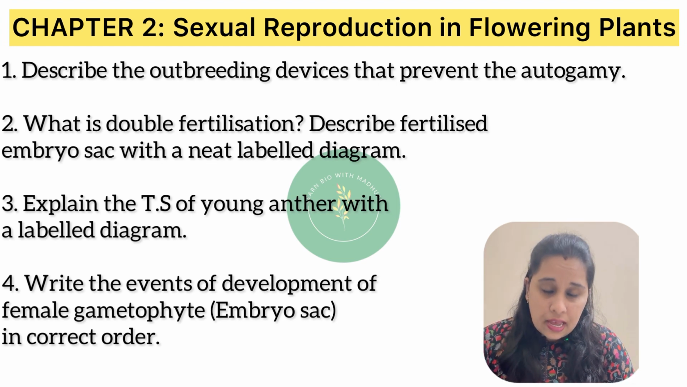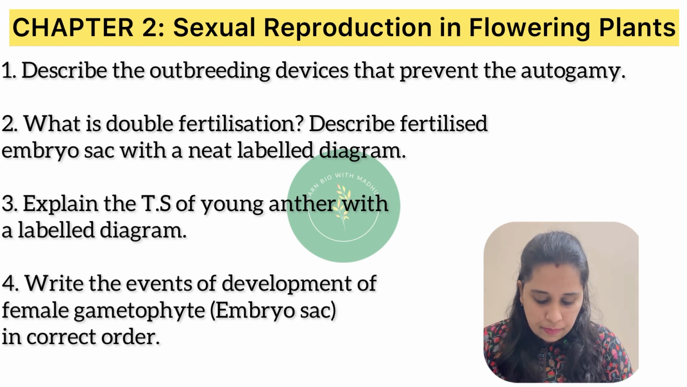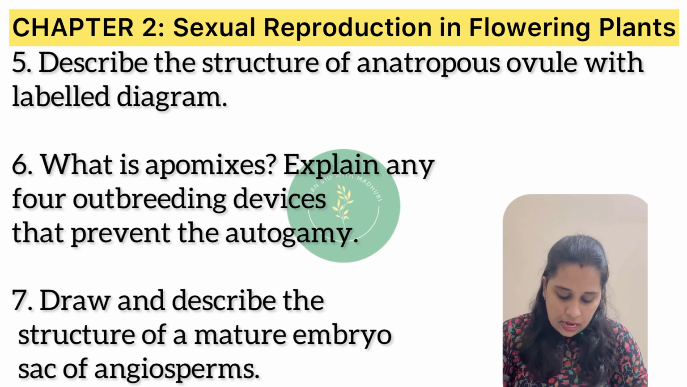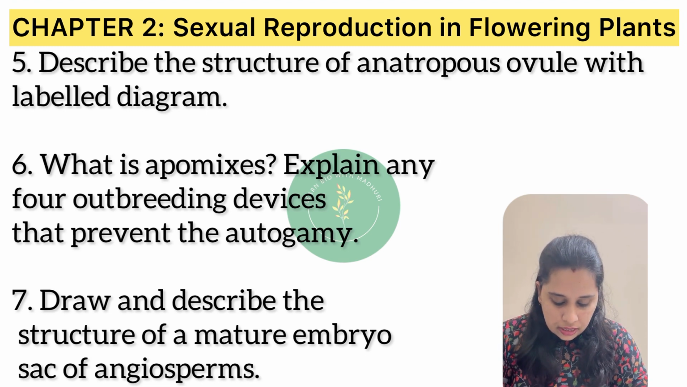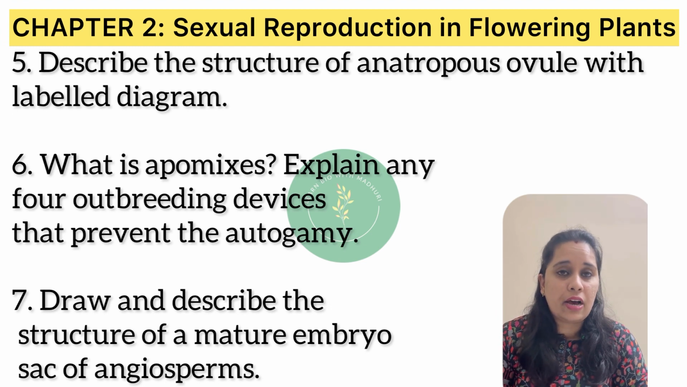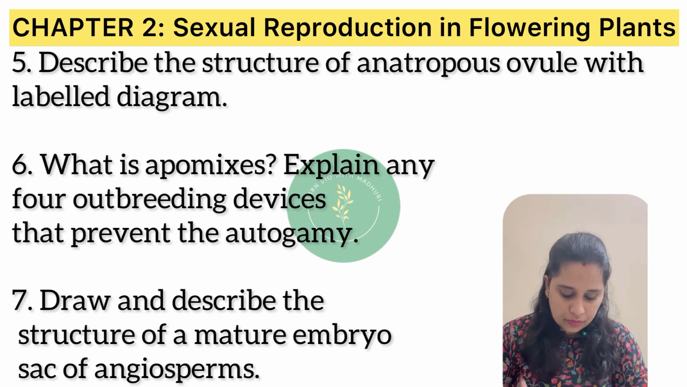Fourth question, write the events of development of the female gametophyte. The female gametophyte can also be called the embryo sac, in the correct order. Moving on to question number 5. Describe the structure of an anatropous ovule with a labeled diagram. Here also you have to note it down that the diagram has to be from the NCERT textbook only.